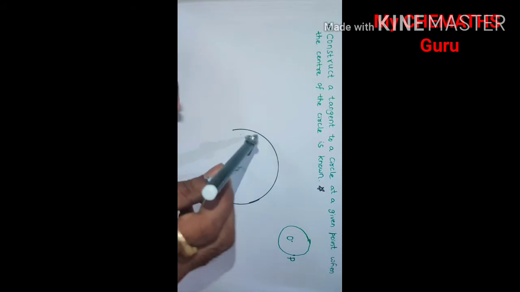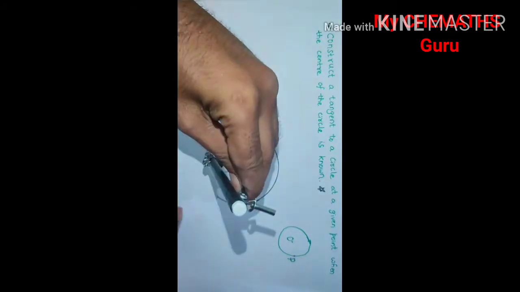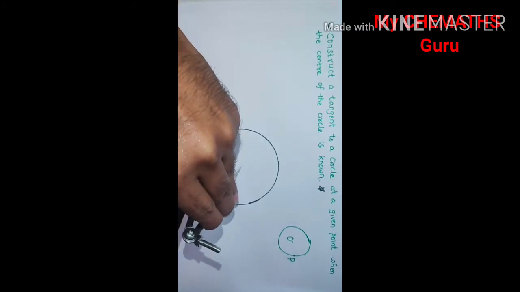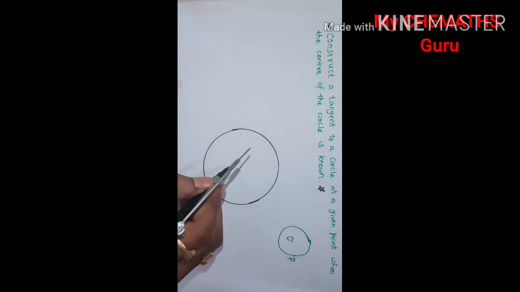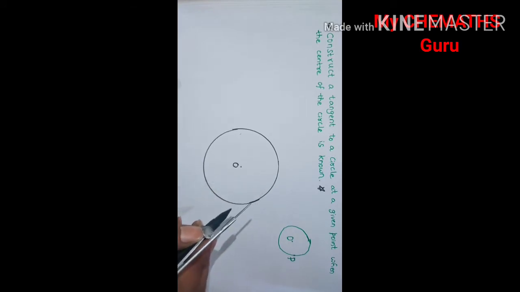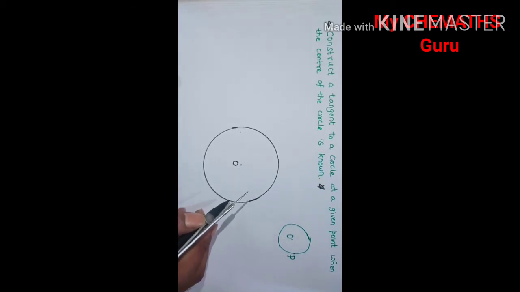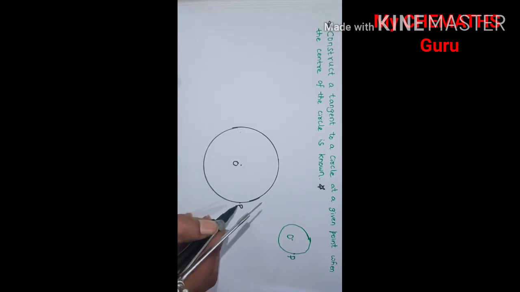Like this, we have to draw a circle. Denote the point O as the center and mark a point P anywhere on the circumference of the circle. I am considering point P here. This is the point that I have considered.